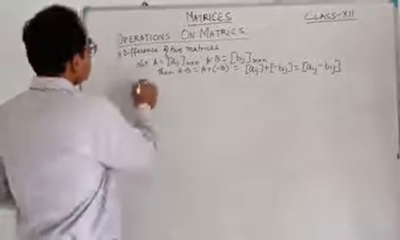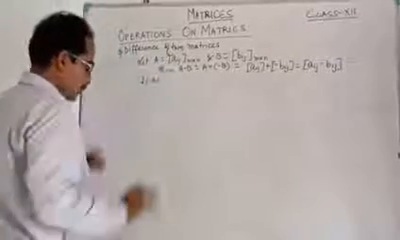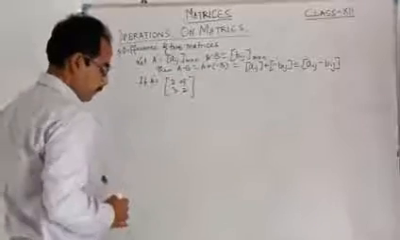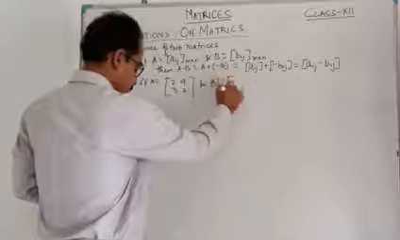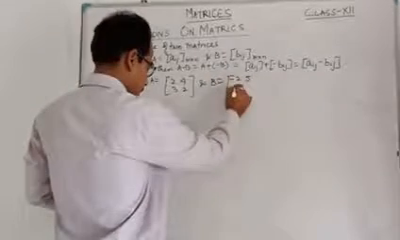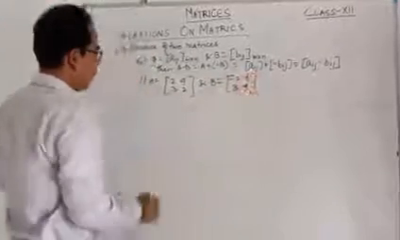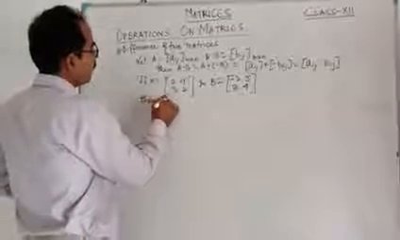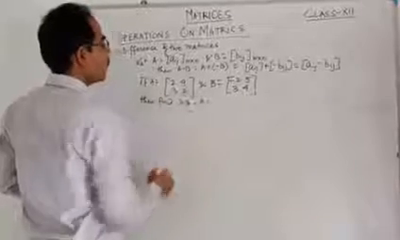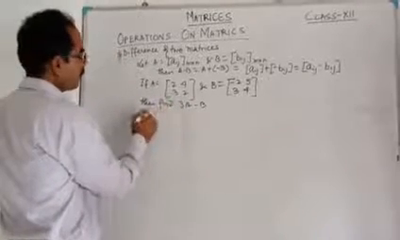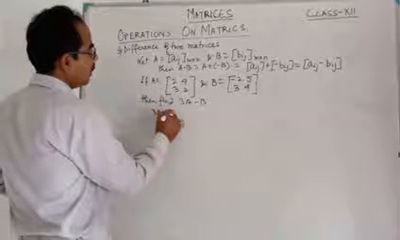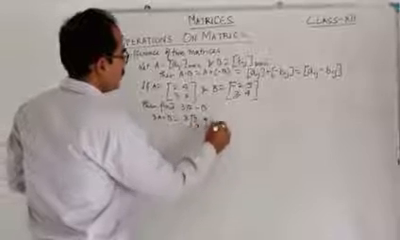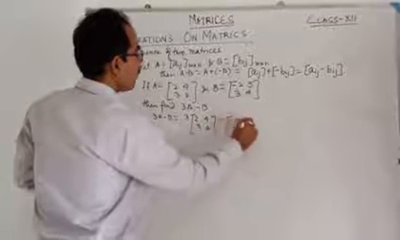Suppose A equal to, just randomly take, 2, 4, 3, 2. And B equal to, just take, minus 2, 5, 3, 4. Then we are going to find the difference. So find 3A minus B. This one we have to calculate, 3A minus B. So 3A minus B will be 3 of [2, 4, 3, 2] minus [-2, 5, 3, 4].